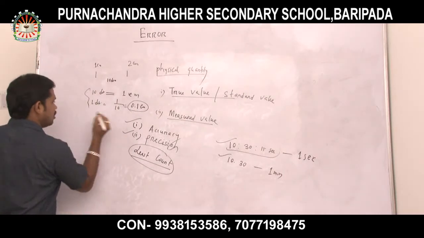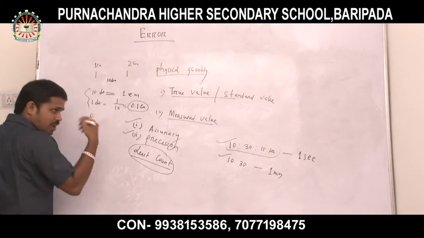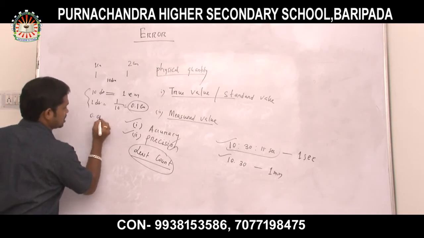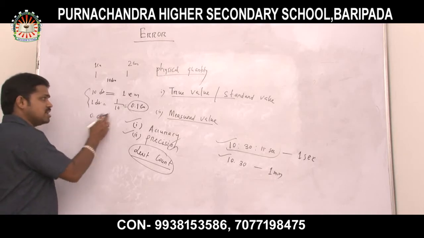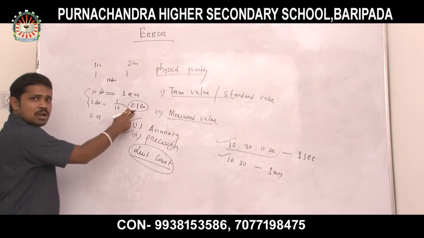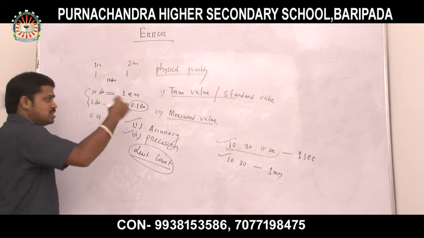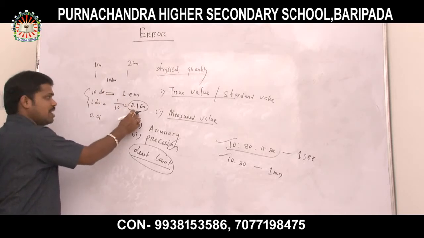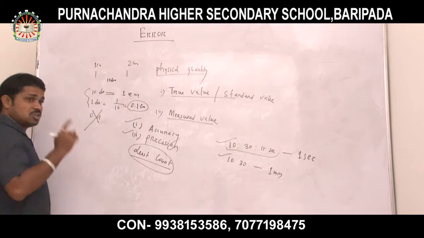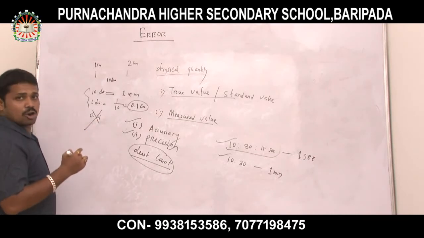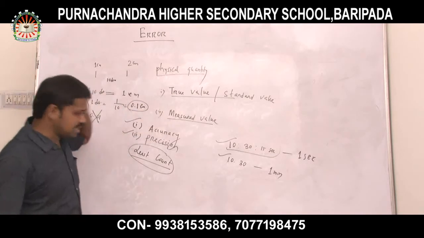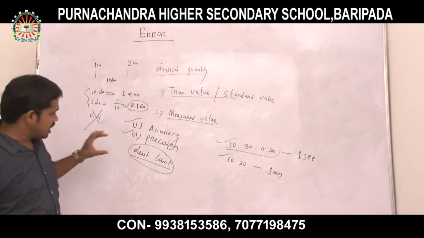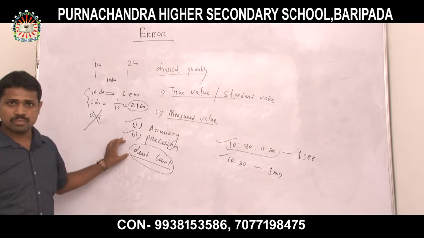Okay? Suppose we want to measure 0.01 with a scale. Can you measure it? No. Why? Because 0.01 is lesser than 0.1, and the least count in that scale is 0.1. That's why we cannot measure 0.01 with a scale. Clear? So that is the main concept about accuracy, precision, and the least count.